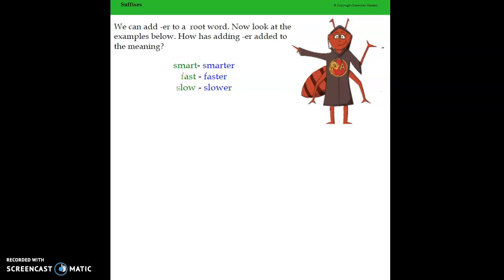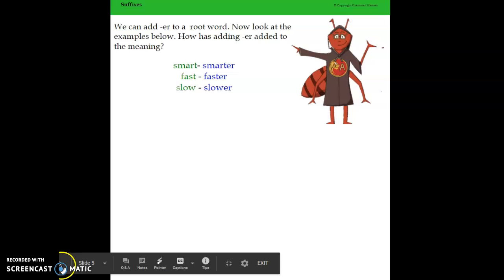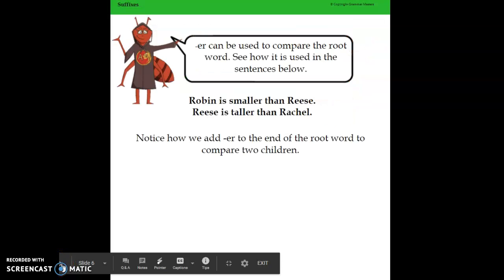The root word is smart and we've added the suffix, and it's become smarter. Okay, fast is the root word and we've added the suffix and it becomes faster. Slow is the root word and we've added the suffix to it and now it has become slower. So have a think about how it has changed the meaning of those words when we've added the suffix. And we're going to have a little look a bit more on the next page about how that changes.